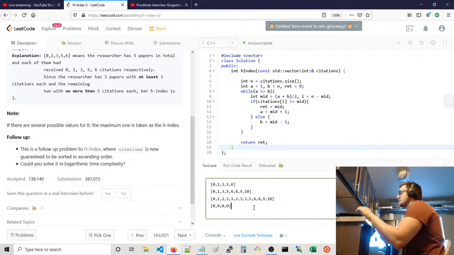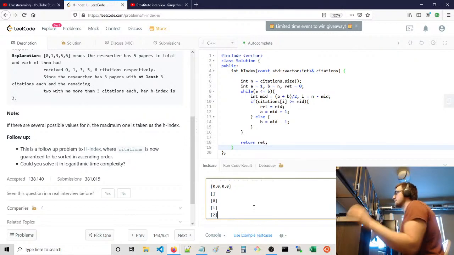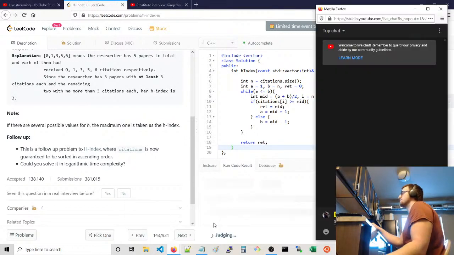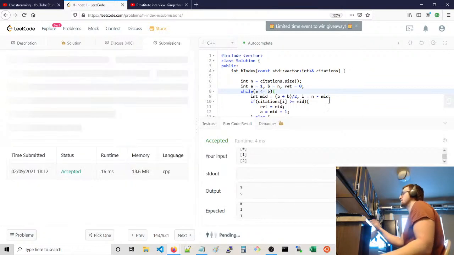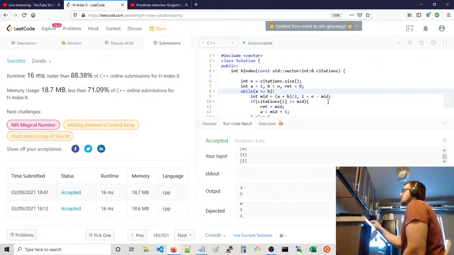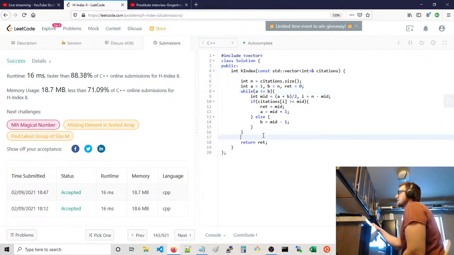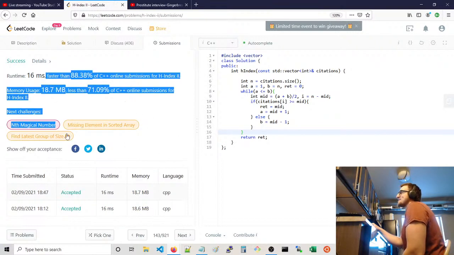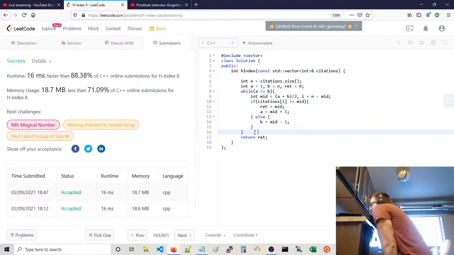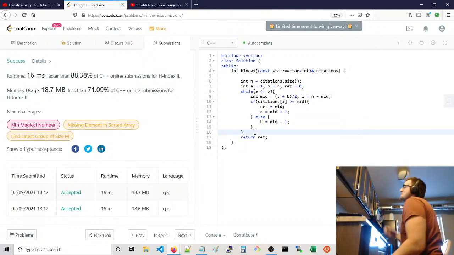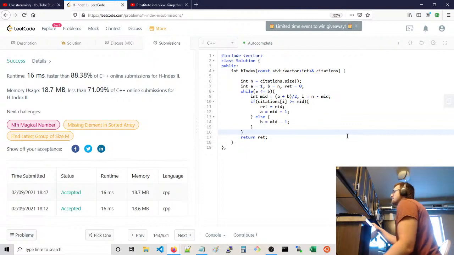So let's try some other test cases that are kind of interesting. See if we get anything funky going on. All right, let's give it a shot. Nice. Okay, interesting that after all of that, even though this is logarithmic time, it's still about as fast as the other solution, which is kind of funny.